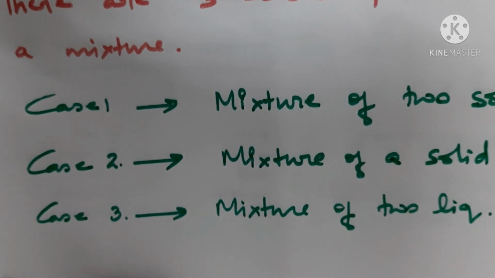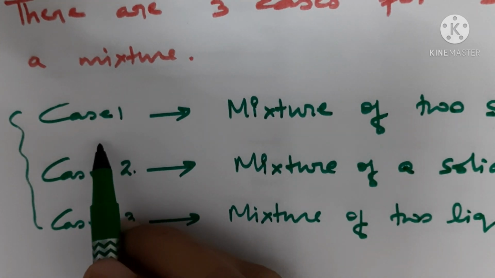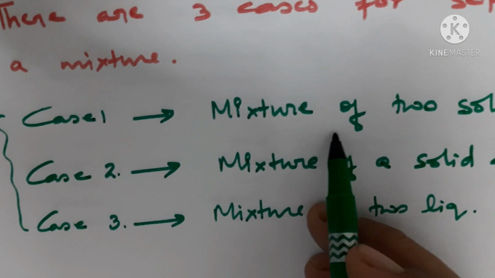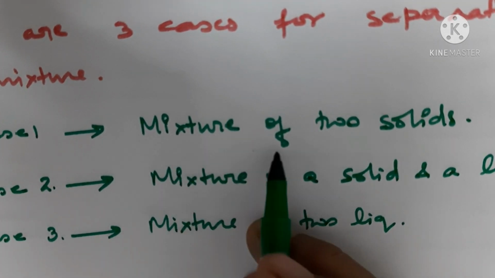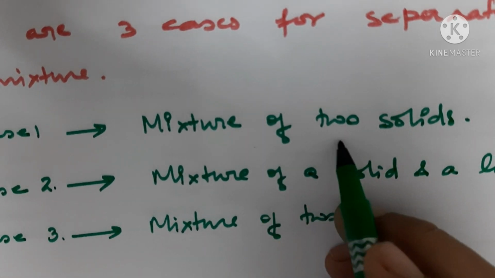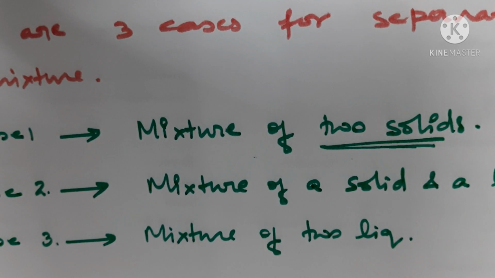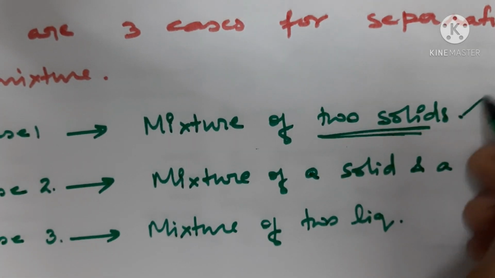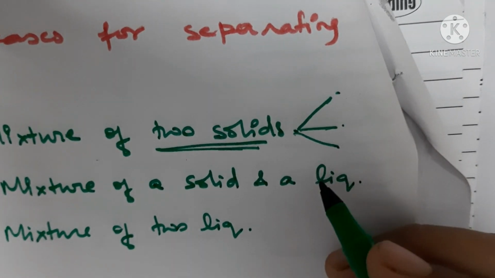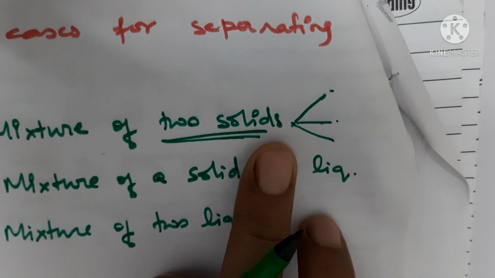We have seen in the previous session that we have to go with 3 cases. Out of these, the first case we are going to start today, that is mixture of 2 solids: how to separate a mixture of 2 solids. There are 3 methods in this, and let's see how to separate 2 solids.